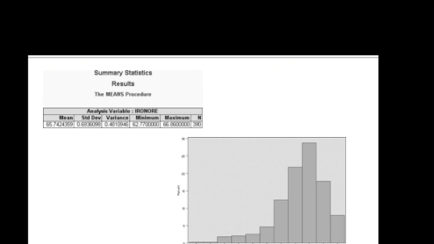Okay, here are the summary statistics for the data set. We have a mean of 66.7, and the standard deviation is 0.69. This is the shape of the distribution. It's not heavily skewed, just slightly skewed to the left.